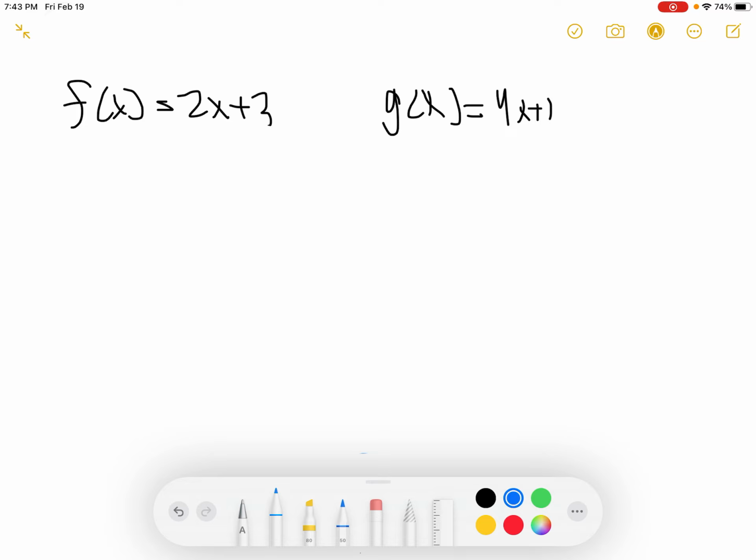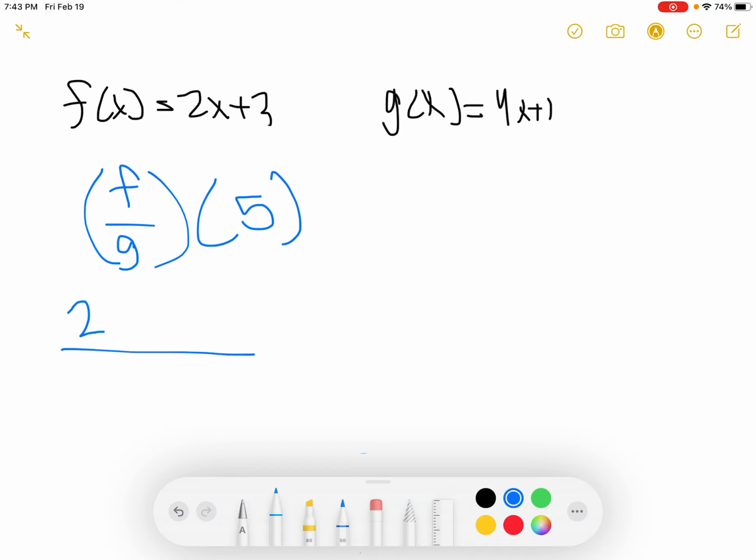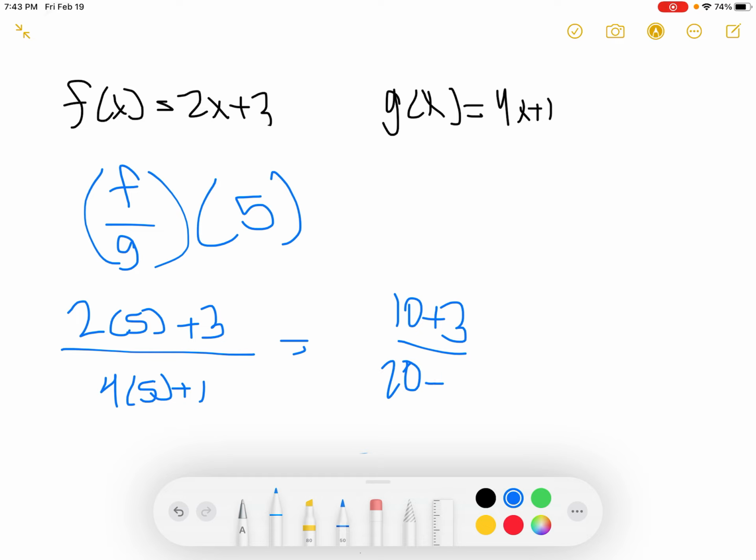Let's look at another example. So let's say we had f divided by g of 5. Okay, now we need to do 2 times 5, we're plugging in for x right there, plus 3 divided by 4 times 5 plus 1. Then we get 10 plus 3 divided by 20 plus 1. Then we get 13 divided by 21. And that would be our most simplified answer. So there you go. That's what that would be.